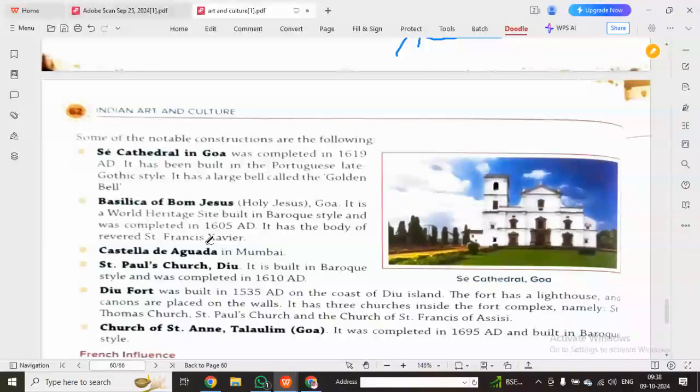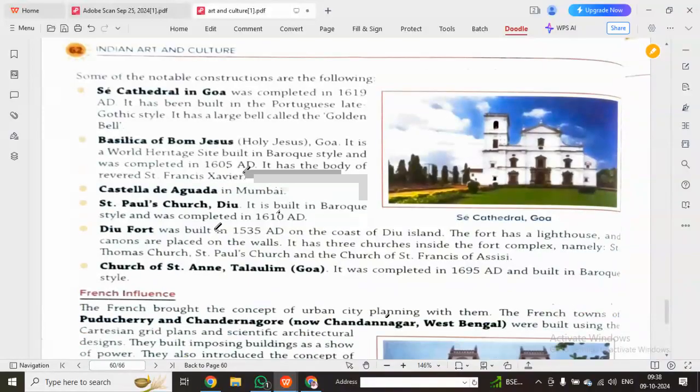Basilica of Bom Jesus, World Heritage Site, built in Baroque style. It has the body of the revered Saint Francis Xavier. So Castella de Aguada in Mumbai, Saint Paul Church. It is built in Baroque style.